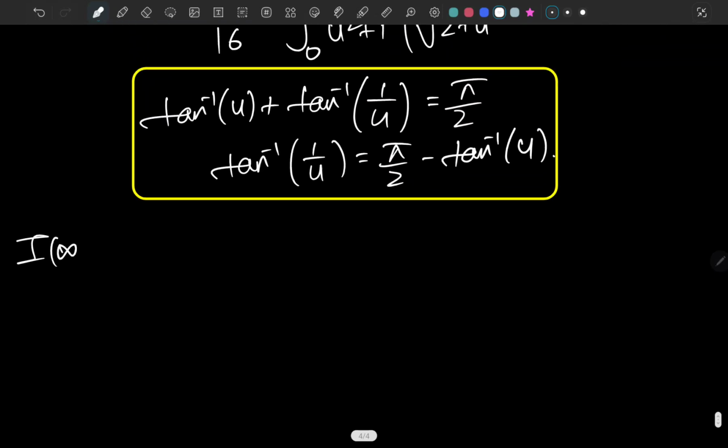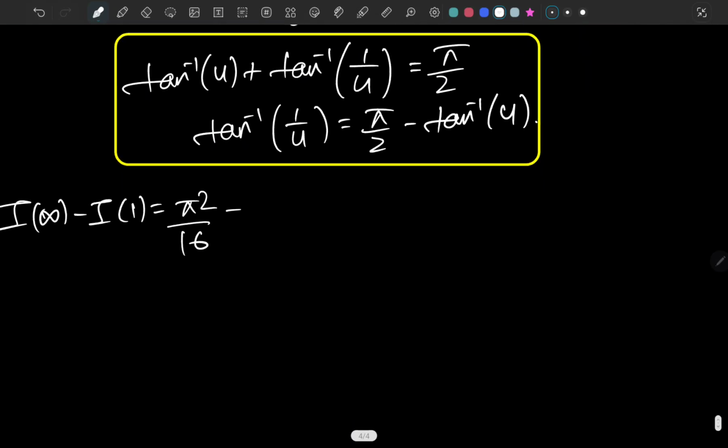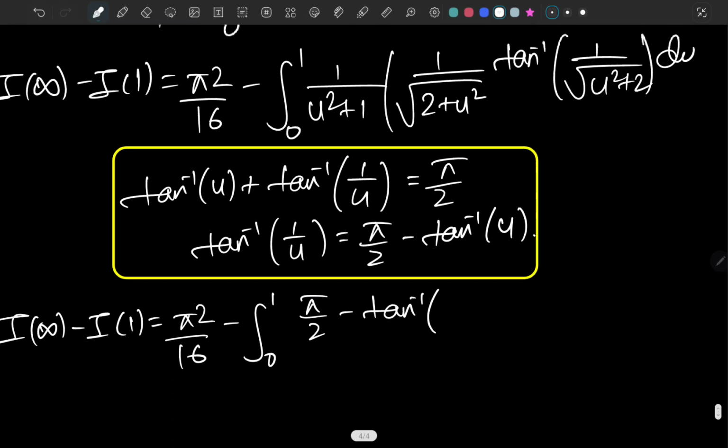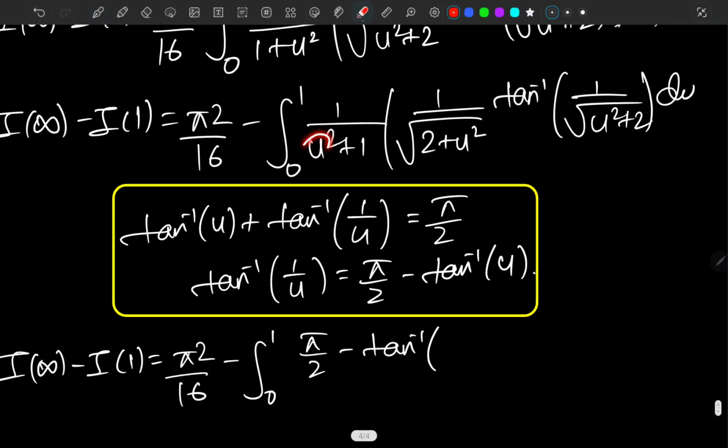So I of infinity minus I of 1 equals pi squared over 16 minus the integral from 0 to 1 of pi over 2 minus arctangent of, since it's a definite integral, I'm just going to replace it with x only. We can replace it with that.